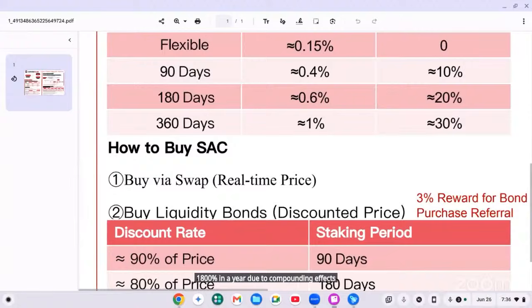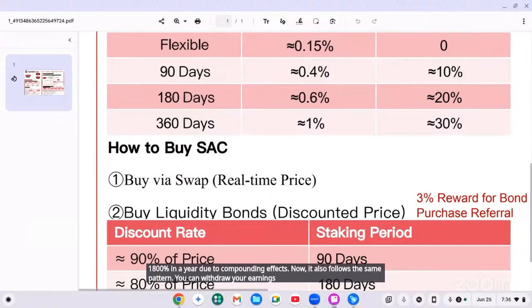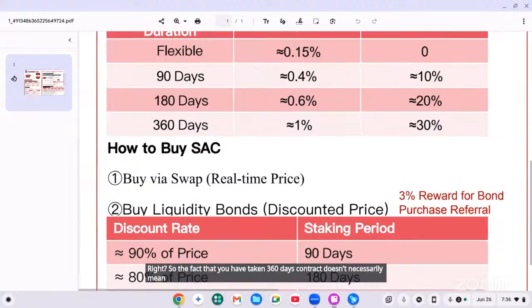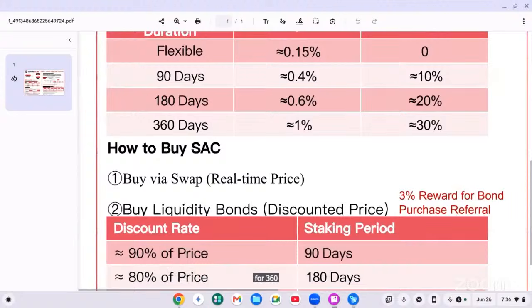Now, it also follows the same pattern. You can withdraw your earnings as they come, or you can choose to allow it to compound. At the end of the day, it's all up to you. It's your money, it's your call, right? So the fact that you have taken a 360 days contract doesn't necessarily mean that you have to wait for 360 days to have access to your money, of course.